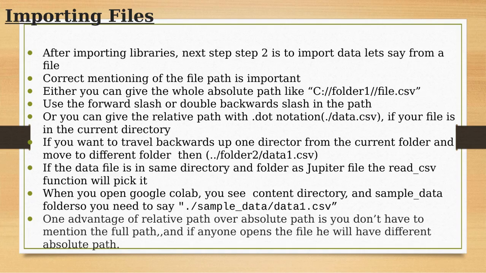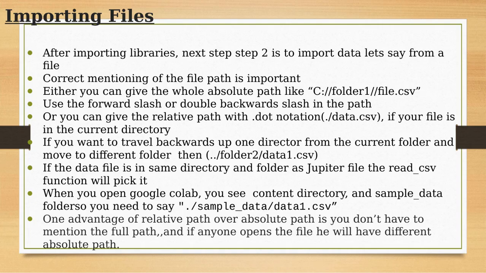The first option is to use an absolute path. An absolute path starts from the root of the drive and includes the complete location of the file. Notice that in Python we generally use forward slashes, as on Windows. Alternatively, we can use double backslashes, because a single backslash is treated as an escape character in Python strings. The second option is to use a relative path. A relative path specifies the location of the file relative to the current Jupyter Notebook or Python script.